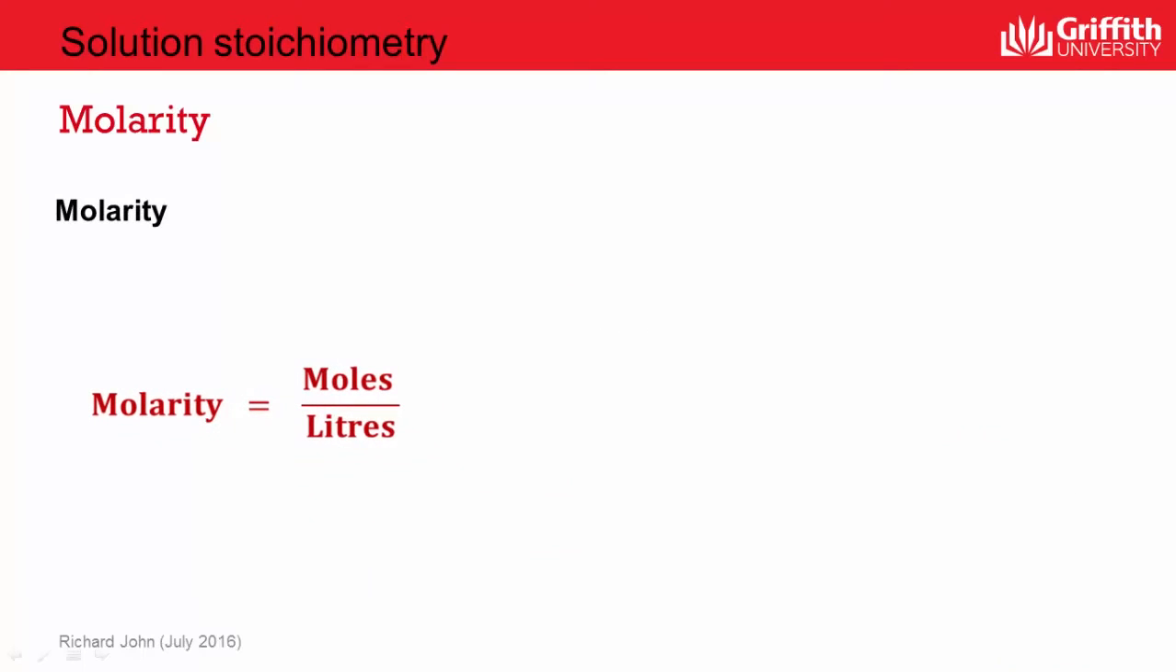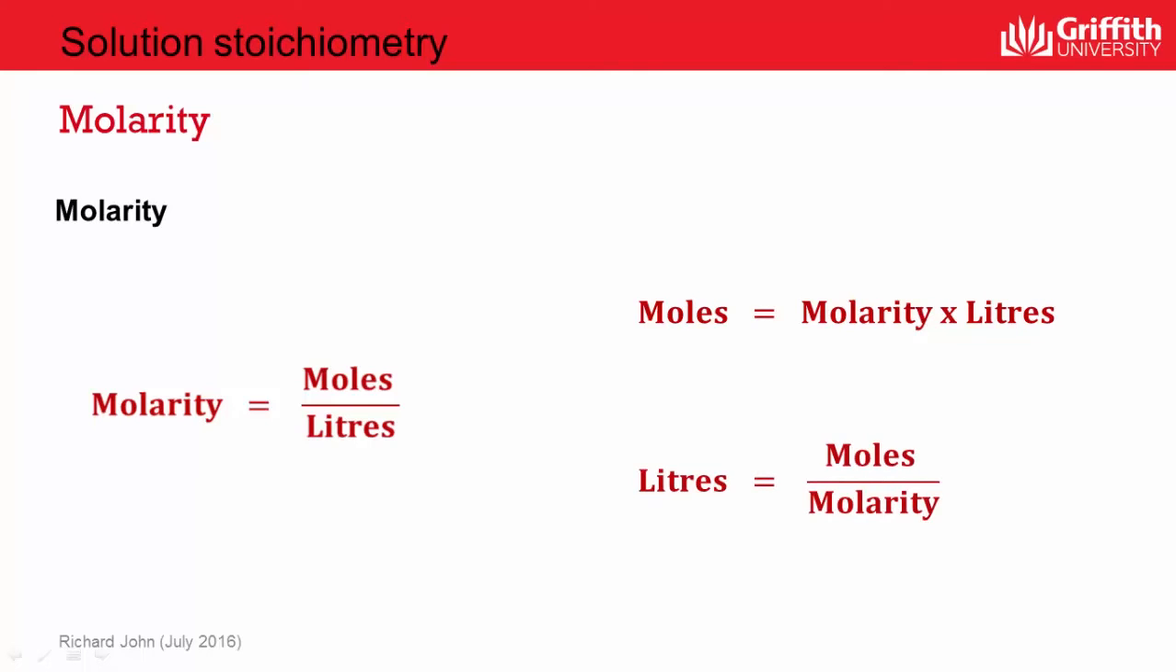This is an important new relationship that we have to use, almost as important as our molar mass relationship. And like the molar mass relationship, we're going to need to rearrange this equation. If I multiply both sides of this equation by litres, I can make moles the subject of the equation, and I get moles equals molarity times litres. If I take that second equation and divide both sides by molarity, I can make litres the subject, and the amount of litres would equal moles divided by molarity.